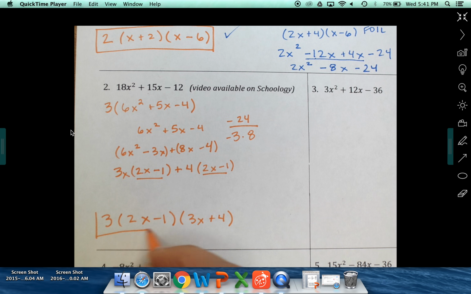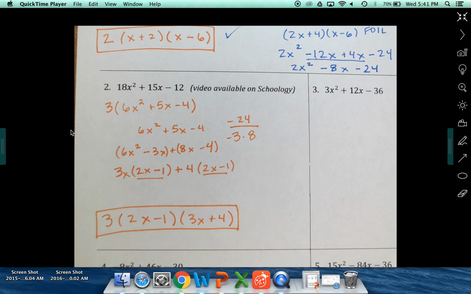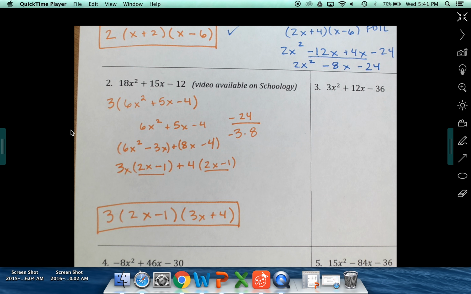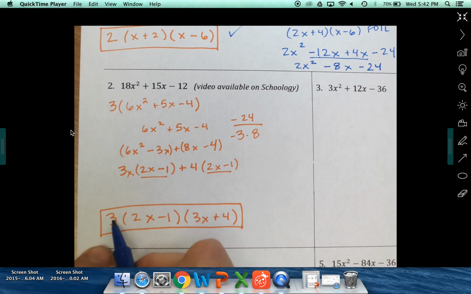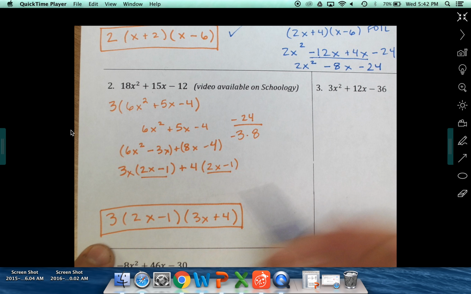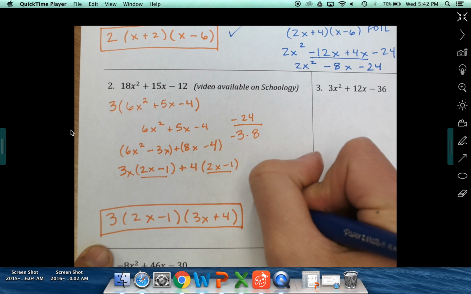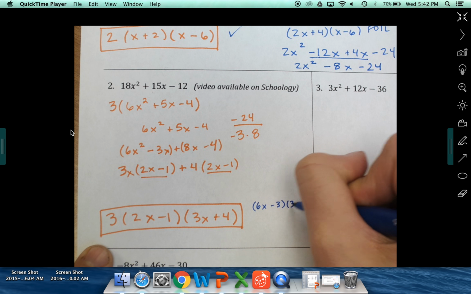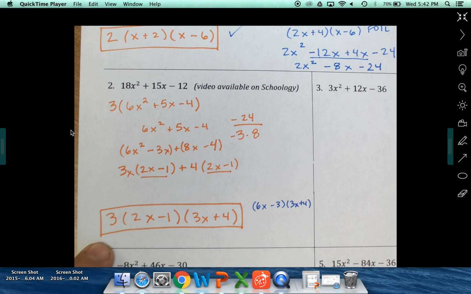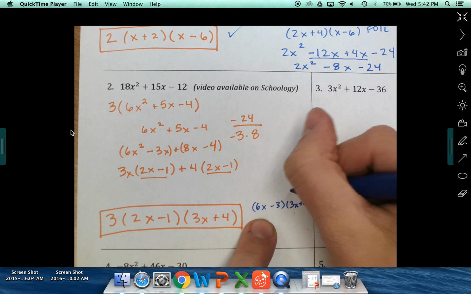Now I'm done. Okay, if I want to check this, I can. I'm going to check it a little quicker than I did example 1. Go ahead and distribute. 3 times 2x is 6x. 3 times negative 1 is negative 3. And this other factor was 3x plus 4. So I distributed that 3 now.